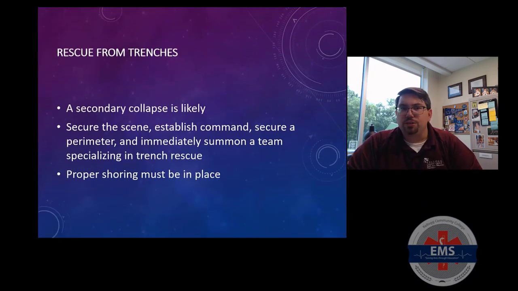When we have a rescue from a trench, we know that even though we're in there to rescue, a secondary collapse is likely. If one has happened, another one is likely. We know that we need to secure the scene, establish command, secure a perimeter, and immediately summon a team of specialized personnel for a trench rescue. Proper shoring must also be in place in order to maintain the environment safely as the rescue continues and ongoing interventions are performed.